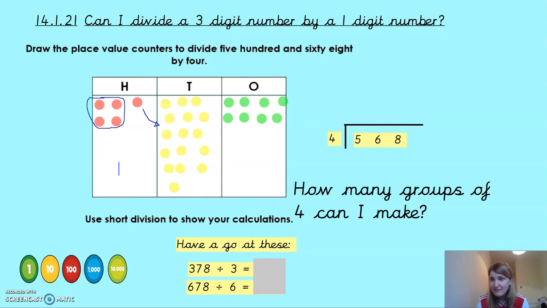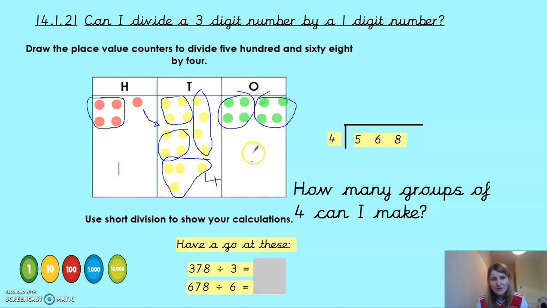All right. So again, back to the original question. How many groups of can I make? Oh, no, that's my mistake. I'm making 4, aren't I? How many groups of 4 can I make? So there, there, and there. Okay, so that's 1, 2, 3, 4 equal groups. And then I've got 8 here. How many groups of 4 can I make? I can make 2 equal groups. So the answer should be 142.